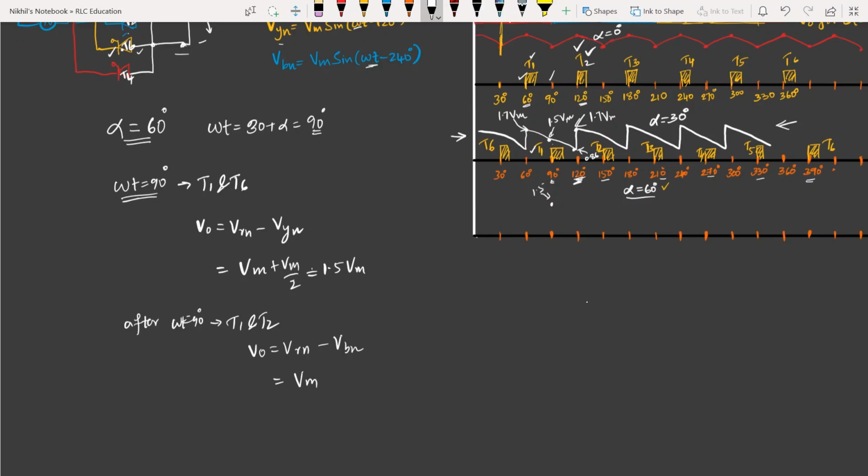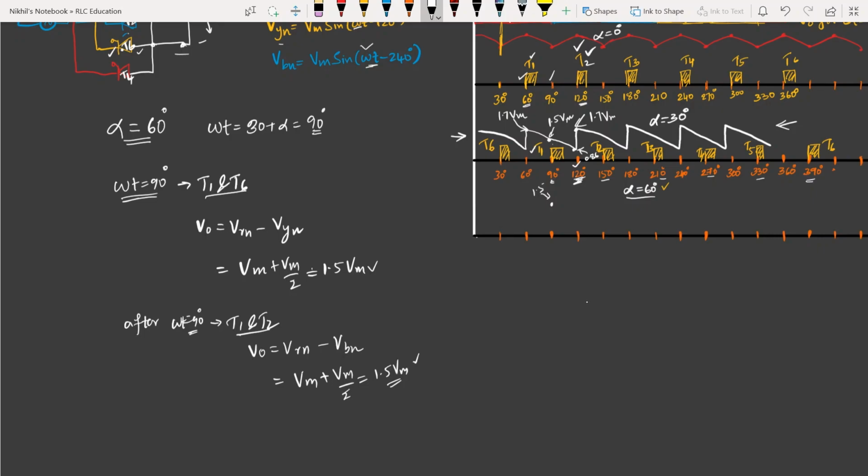In Vbn put omega t is equal to 90. So 90 minus 240 will be minus 150. Sine of minus 150 will be equal to minus 1 by 2. So here also again you will get Vm by 2, that will be 1.5 times of Vm. That means if you take T1 and T2 conducting, or T1 and T6 conducting at omega t equal to 90 degrees, both voltages you are going to get the same. So I just wrote this one also to avoid that confusion that some students might be having generally at this point of discussion.